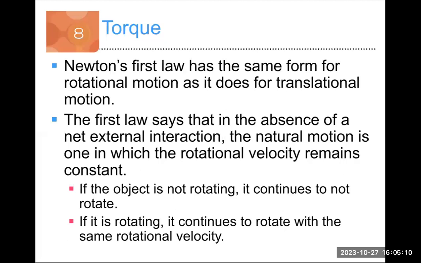Okay, we're going to pick up in chapter 8 with torque. So Newton's first law has the same form for rotational motion as well as translational motion. If you remember, the first law said that in the absence of a net external interaction, the natural motion is one in which the rotational velocity remains constant. So basically, if it's not rotating, it's going to continue to not rotate. If it is rotating, it's going to continue to rotate with that same rotational velocity.